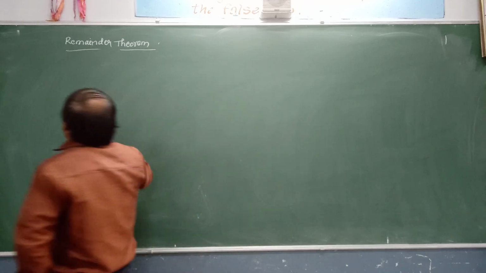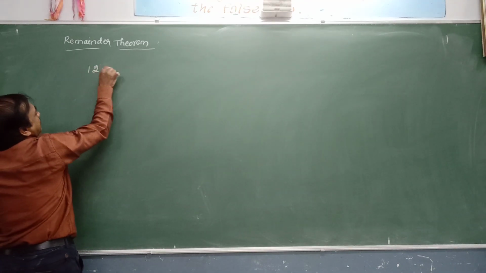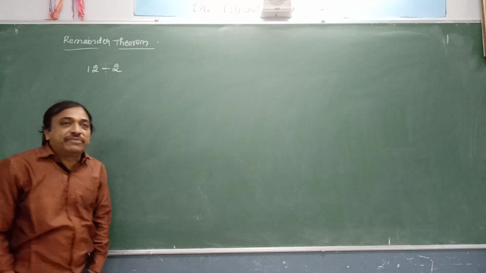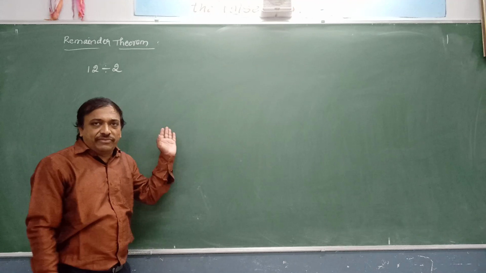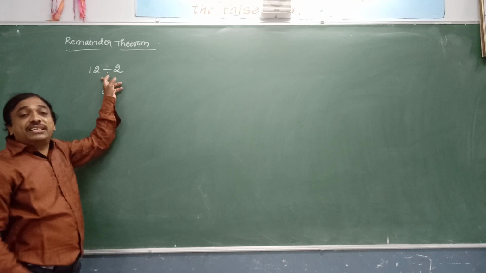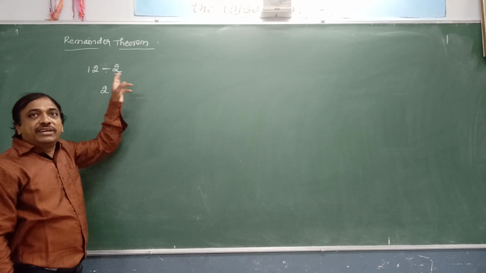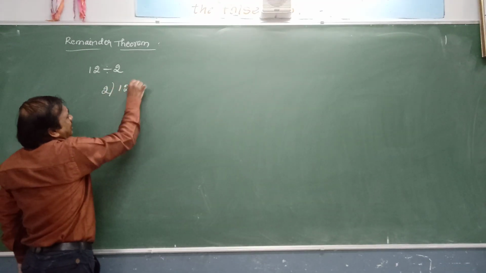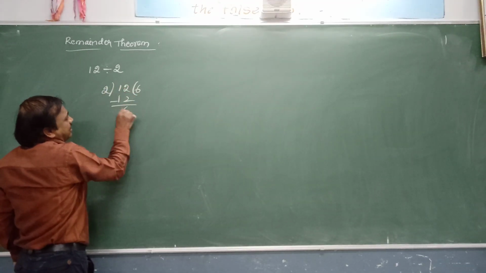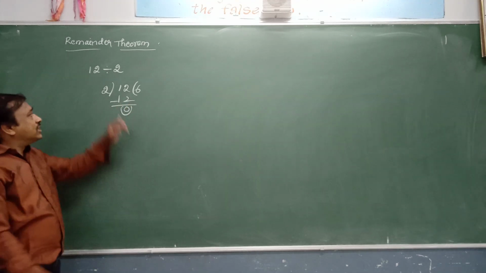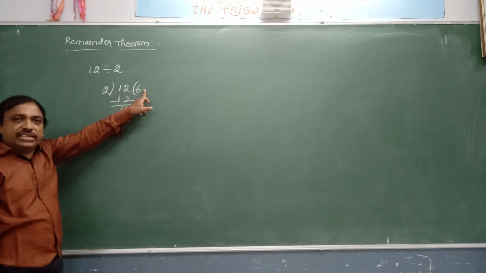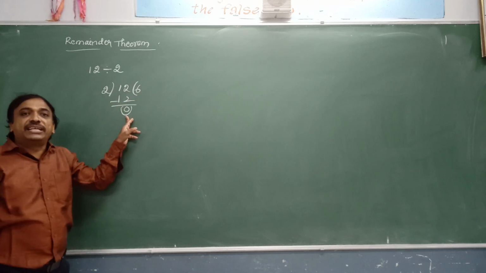As a small example, 12 divided by 2. What will you do? You have to divide 12 with 2. What do you call this one? This is the dividend and this is the divisor. 2 sixes are 12. Remainder is what here? 0. 2 is the divisor, 12 is the dividend, 6 is the quotient, and 0 is the remainder.